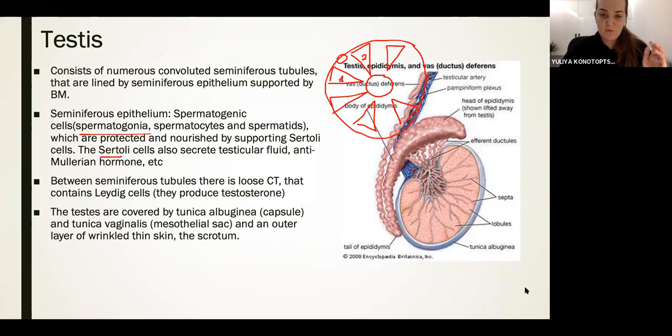What is another name for them? Do you remember? Dark and light. So type A spermatogonia is a dark cell. Type B spermatogonia is a light cell. What is the difference between them? Type A spermatogonia will always, forever and ever, be a stem cell and nothing more. The reason why males can produce sperm even when they're like 100 years old is because of this type A spermatogonia, because it is always going to be a stem cell.